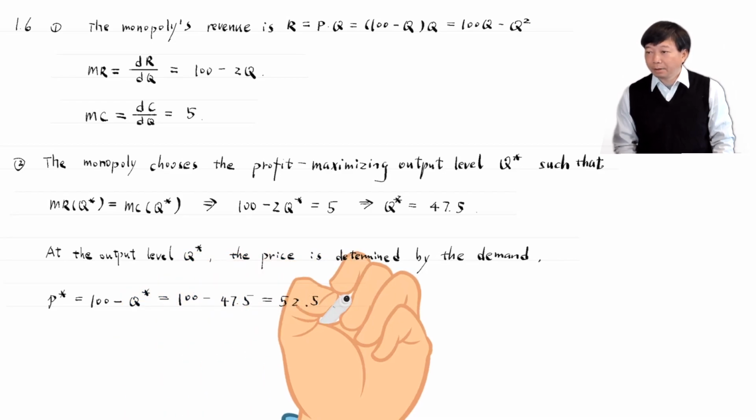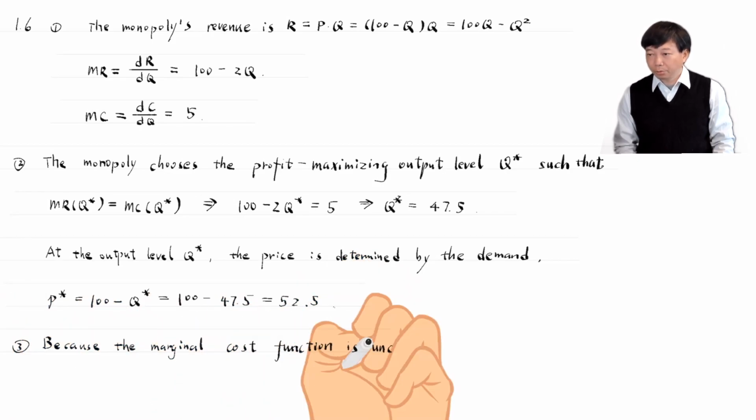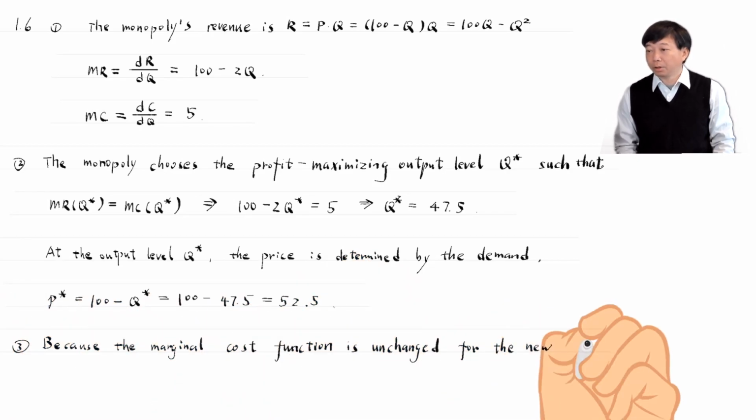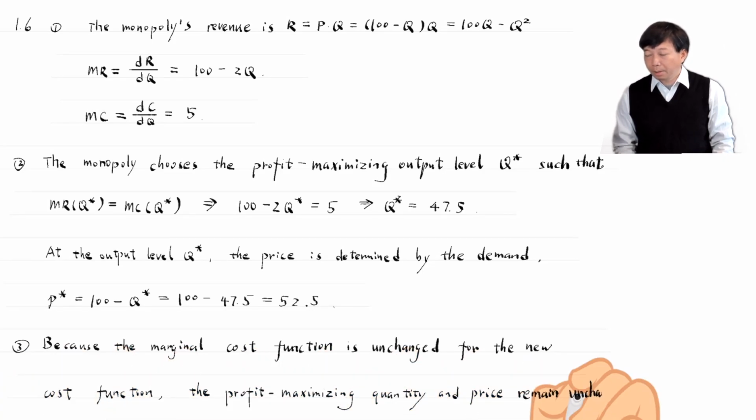Finally, we find that the marginal cost function is unchanged for the new cost function. The profit maximizing quantity and price are unchanged, since both marginal revenue and marginal cost functions are the same.